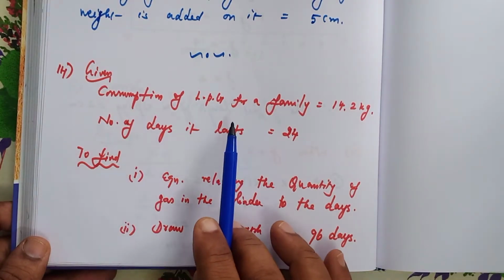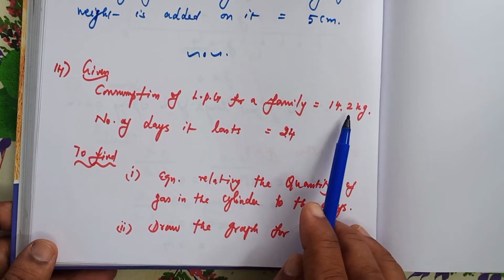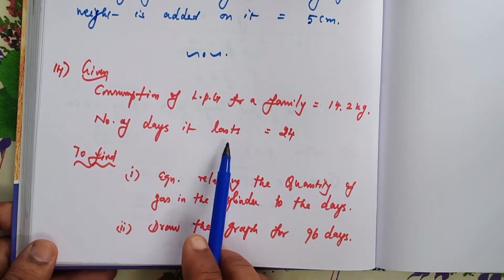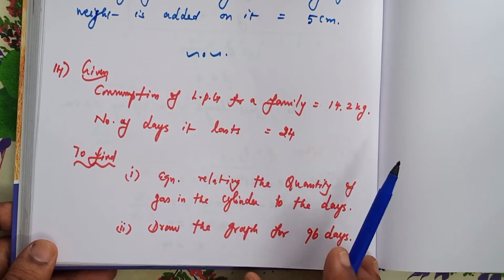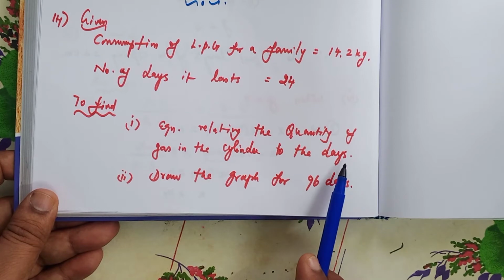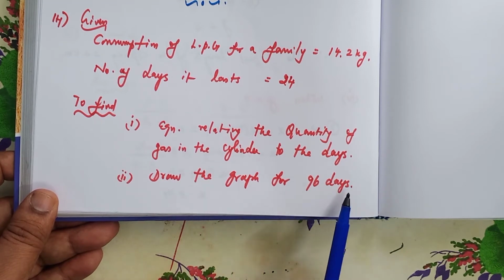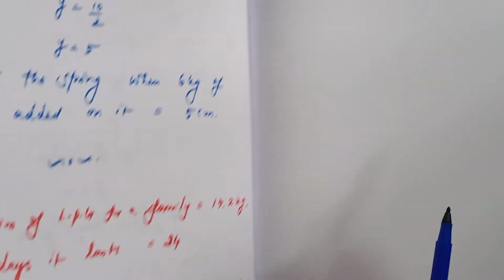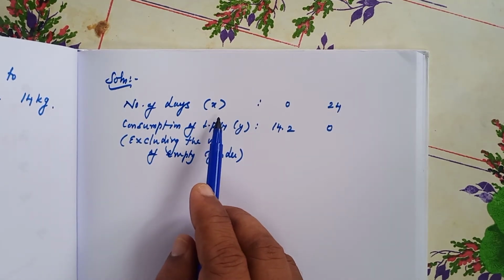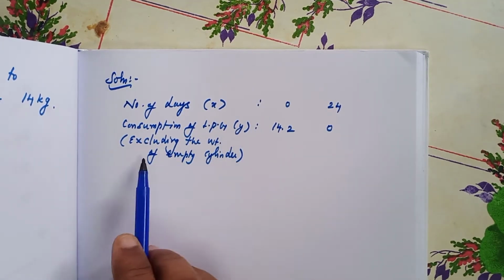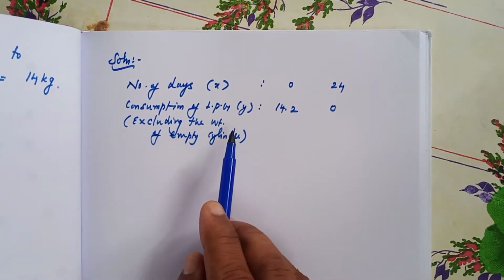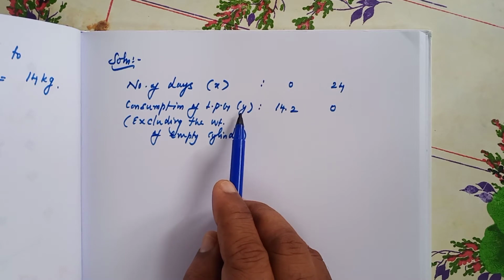So consumption of LPG for a family, that is 14.2 kg. Number of days it lasts, that is 24. We have to find the equation relating the quantity of gas in the cylinder to the days, and draw the graph for 96 days. For 96 days, I consider the number of days as X. Consumption of LPG, excluding the weight of the empty cylinder, I consider as Y.